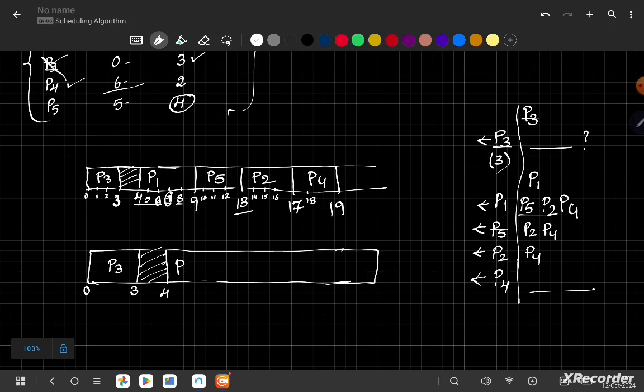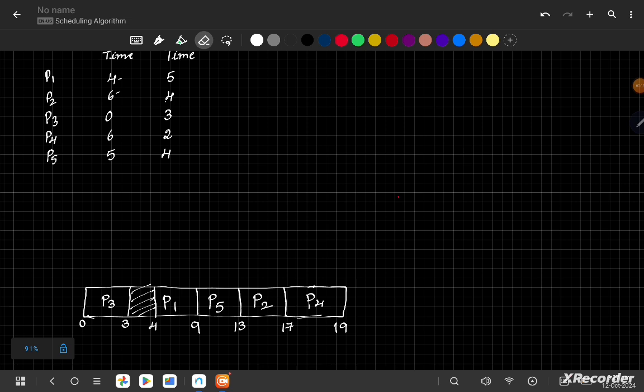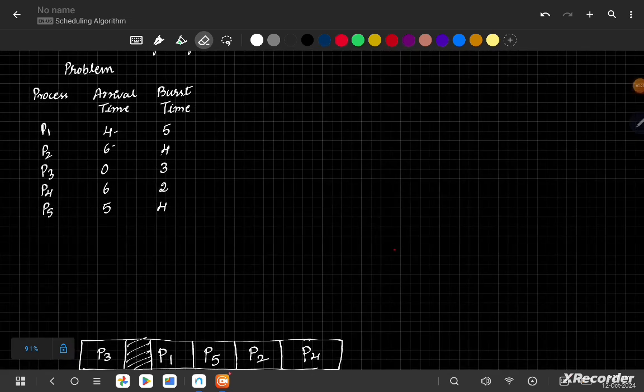From 4, P1 came and it used the CPU till 9 milliseconds. From 9 milliseconds, P5 came and it used till the 13th millisecond. After that P2 till 17 and P4 till 19 milliseconds. So this is the final Gantt chart. After the final Gantt chart, we have to calculate completion time, which is called CT. Then we have to calculate turnaround time, which will be written as TAT, and waiting time, that is WT. After that, we have to calculate average turnaround time and average waiting time.